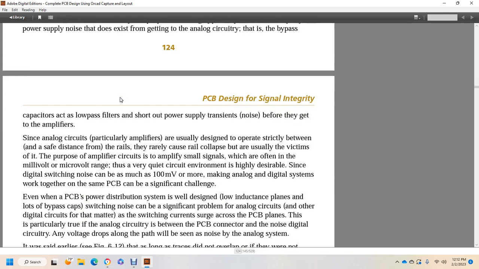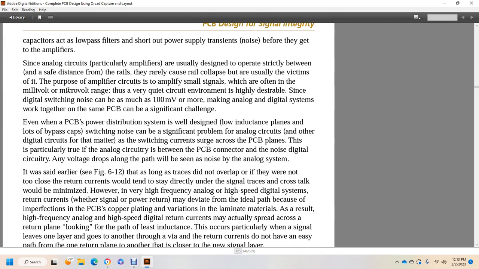Since analog circuits, particularly amplifiers, are usually designed to operate at some distance from the rails, they rarely cause rail collapse but are usually the victims of it. The purpose of the amplifier circuit is to amplify small signals, which are often in the millivolt or microvolt range, in a very quiet circuit environment, which is highly desirable. Digital switching noise can be as much as 100 millivolts or more, making it significantly challenging to make analog and digital systems work together on the same PCB.